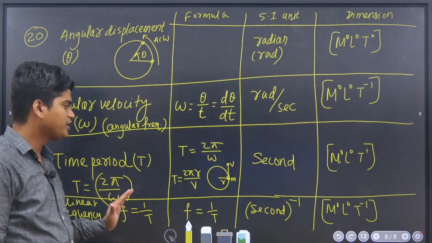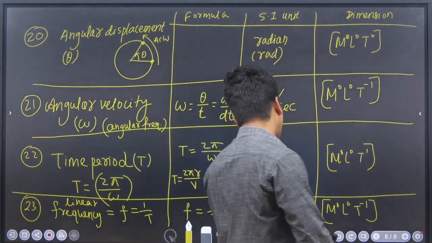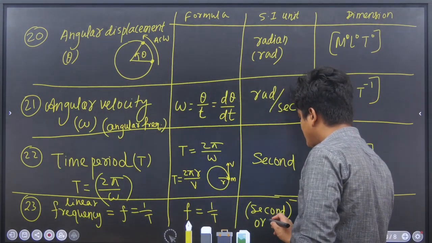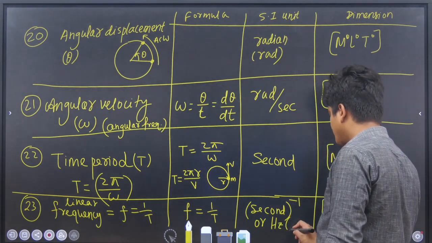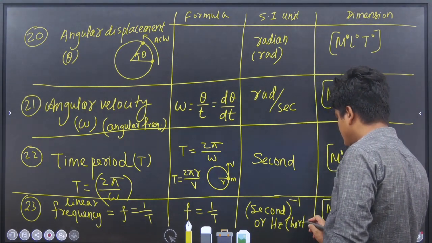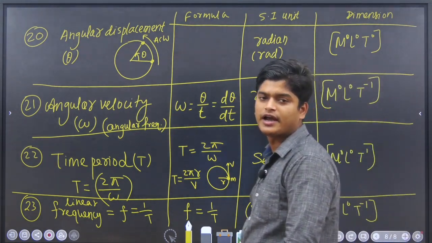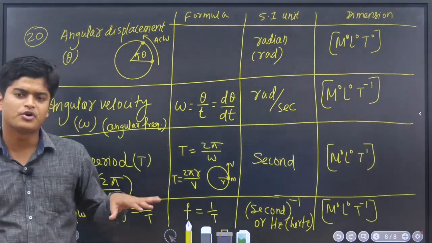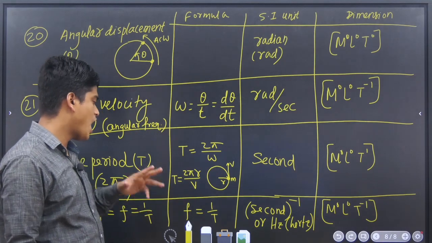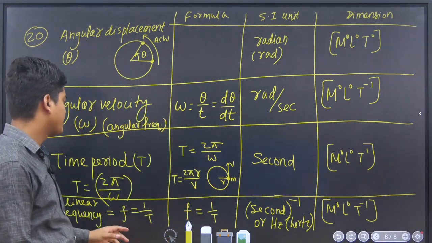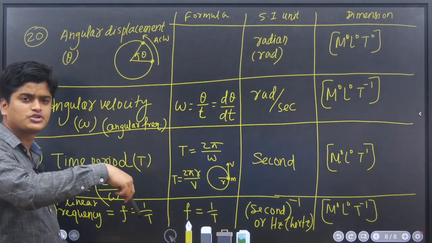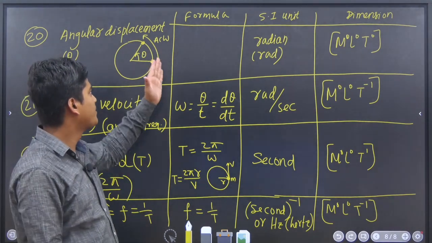Remember, time period, linear frequency, and the second to the power minus 1 sometimes can be written as also hertz. Hz is the symbol, or you can write HERTZ. So this you can also write. So hertz, or number of cycles per second. How many cycles are completing per second, that is basically your frequency. Because you are moving in circular motion, or rotational things are happening, the particle is rotating here.